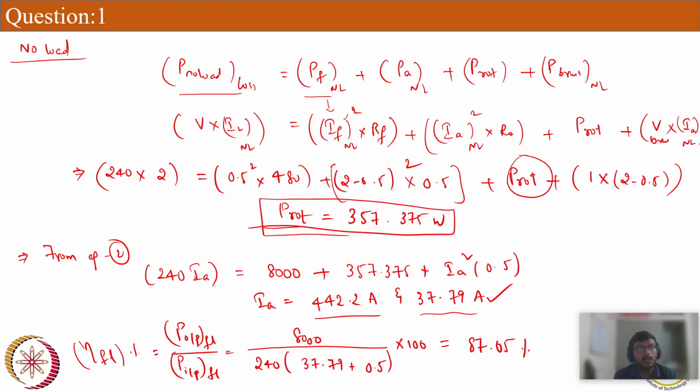And a reminder for you all, at 7 p.m. today there will be another session taken by one of my fellow colleagues. So please do attend that session as well. He will also be discussing some concepts on DC shunt motor and how to calculate the efficiency, how to calculate the voltage regulation, and some concepts. Yes, Saurabh.